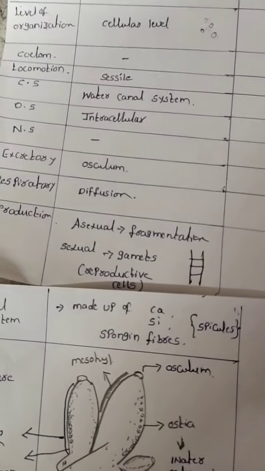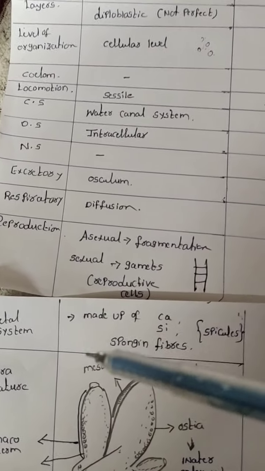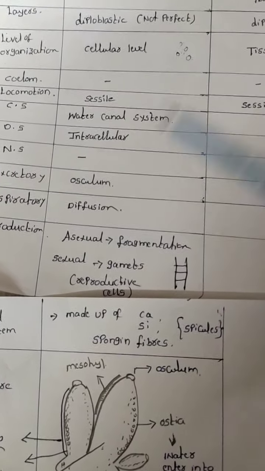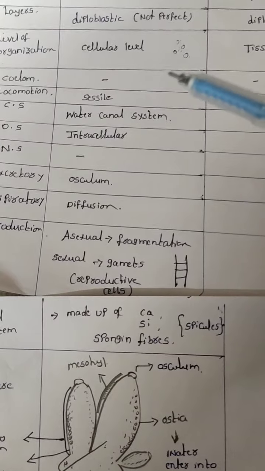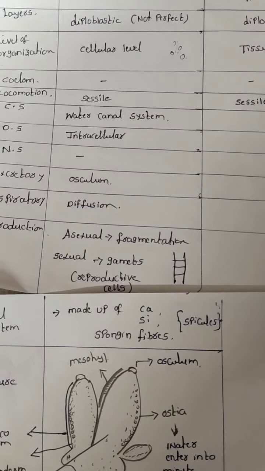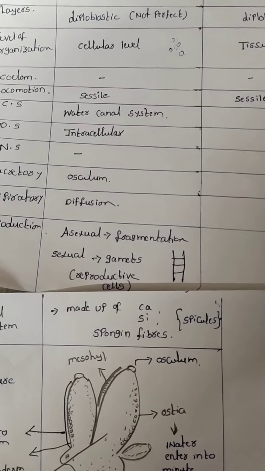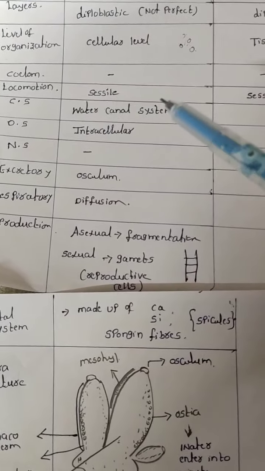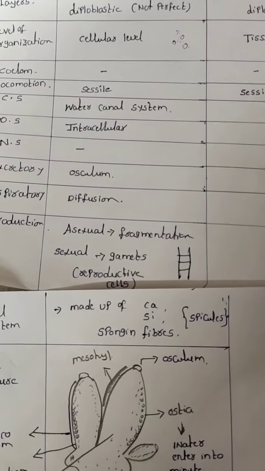The next one, locomotion: how the organism is moving. They are sessile, they are not moving. They are attached to some substratum, or they float on the water. Keep in mind, sessile means they are not able to move. And the circulatory system is the water canal system.